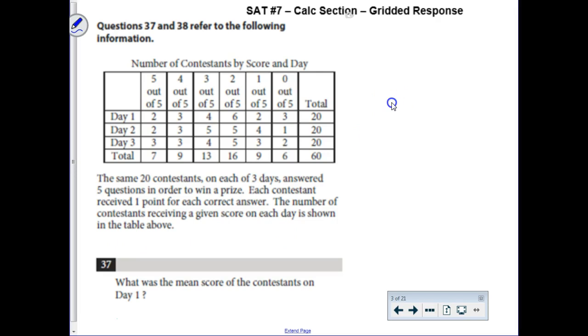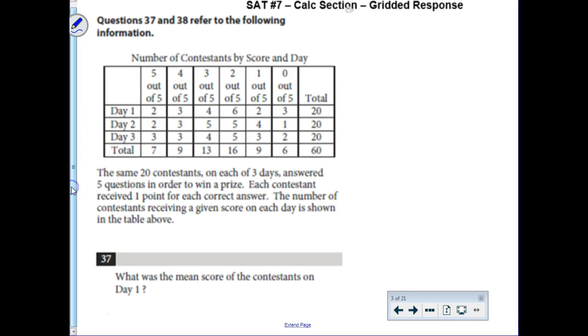All right, number 7, back to the next column here. Or not number 7, 37. This is a gridded response question, which I know my seniors know what that means. Everybody else remember what that means? The bubble in ones? Yeah. So you can't actually guess on these. I mean, not effectively at least.